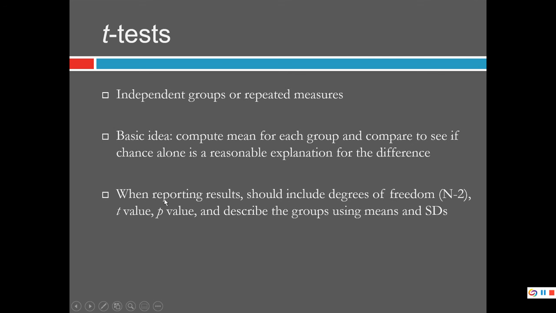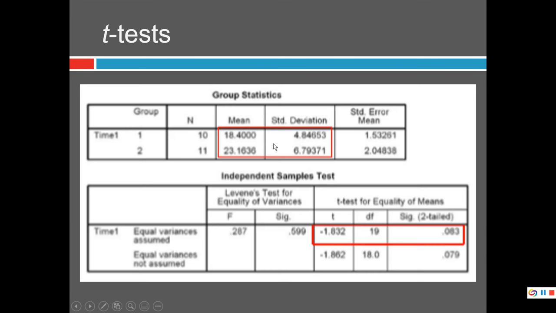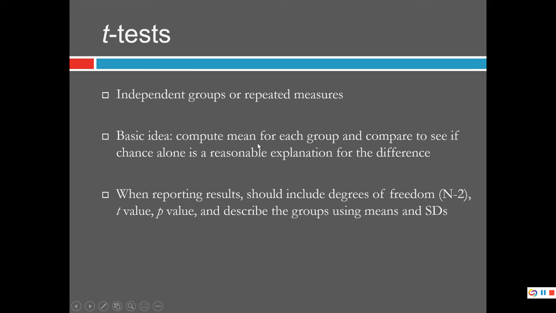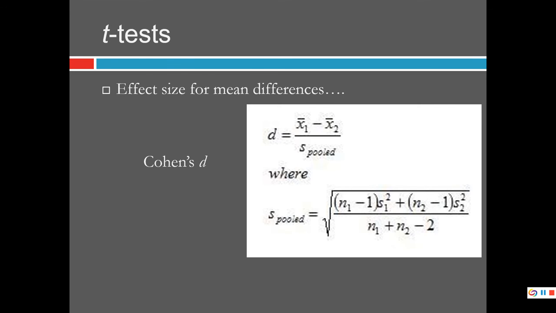So it's important to remember you should always have your t-value, your degrees of freedom, your p-value, and when you're talking about your groups, you need to give those means and standard deviations that you see up here. It's also really important to include effect sizes, which is something that I'm not going to have you do for this class because it's a little more calculation than I think is necessary for you to really learn at this point, but I want you to be aware conceptually of what they are, at least.